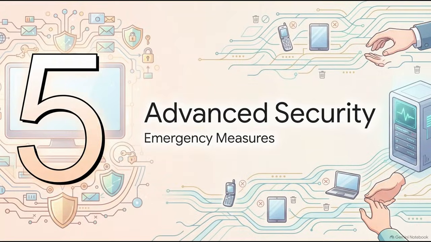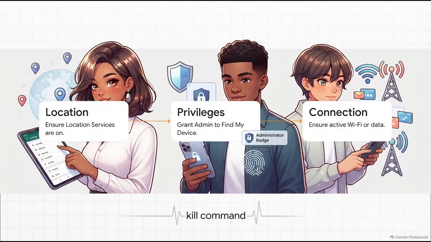Section 5. Advanced security and maintenance. Emergency measures. Now, let's say the worst happens. A phone is stolen and you need to execute an emergency remote wipe to destroy your data from afar. Well, it turns out 3 vital preconditions absolutely must be in place beforehand. Location services must be turned on, the Find My Device app needs administrator privileges, and the device has to have an active Wi-Fi or cellular network connection to actually receive that kill command. If you haven't set that up, definitely do it today.